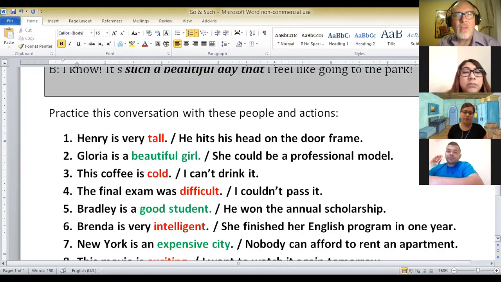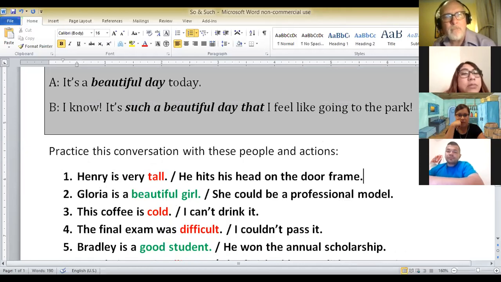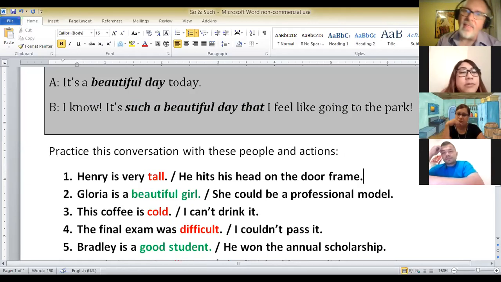Claudia. Gloria is a beautiful girl. Beautiful girl. We have an adjective and a noun. So what can you say there? You say, I know. Gloria is very beautiful. No, should we say so or such? Is such a beautiful girl. Such a beautiful girl that she could be a professional model. Exactly. Gloria is such a beautiful girl that she could be a professional model.